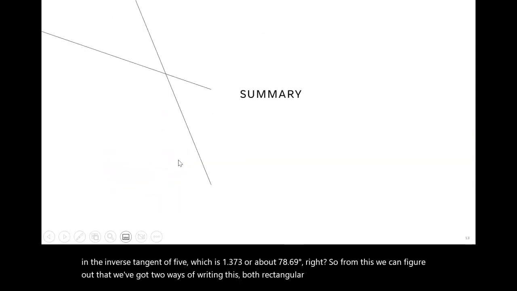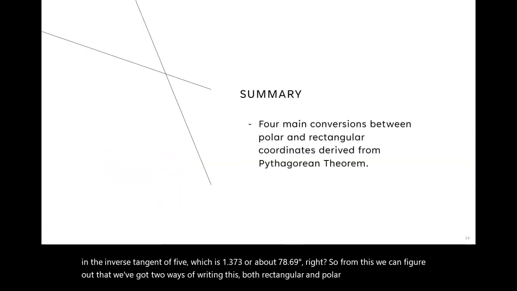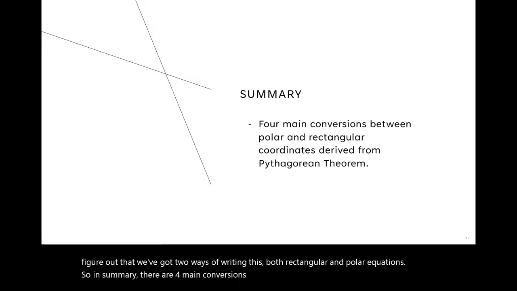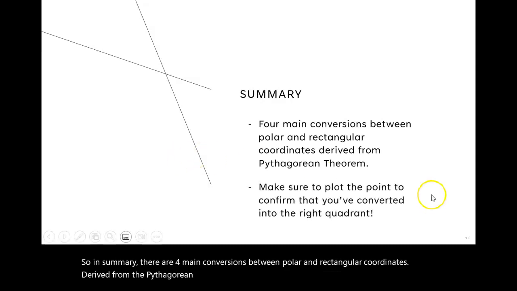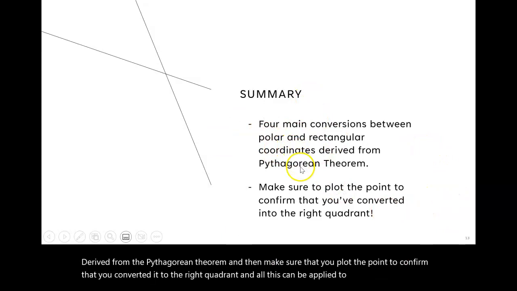So in summary, there are four main conversions between polar and rectangular coordinates derived from the Pythagorean theorem. And then make sure that you plot the point to confirm that you converted into the right quadrant. And all this can be applied to solving for rectangular or polar equations.